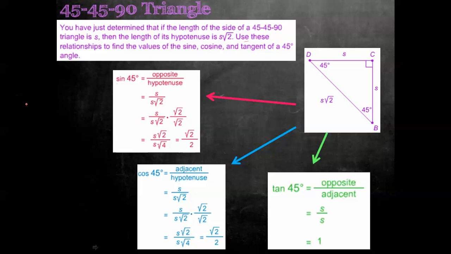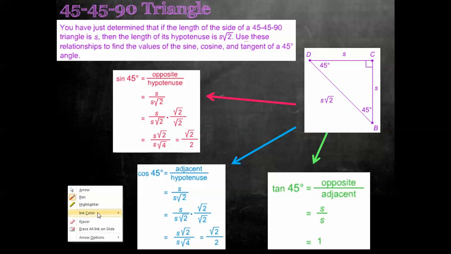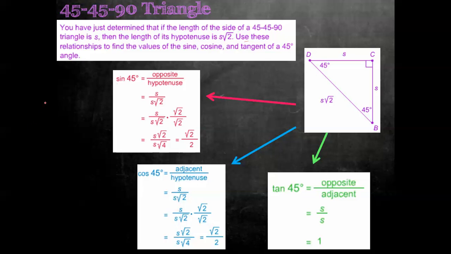Remember SOHCAHTOA. Okay, sine is opposite over hypotenuse. So here in a 45 triangle, if we have 45, we have opposite is S, and then the hypotenuse is S square root of 2.